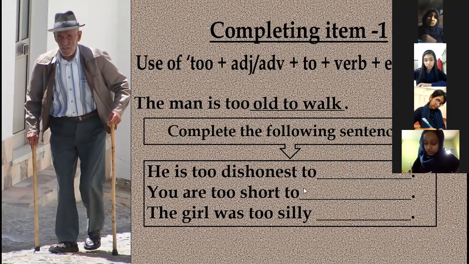He is too dishonest to speak the truth. You can write down: he is too dishonest to speak the truth. You are too short to touch the ceiling. C-E-I-L-I-N-G. You are too short to touch the ceiling.